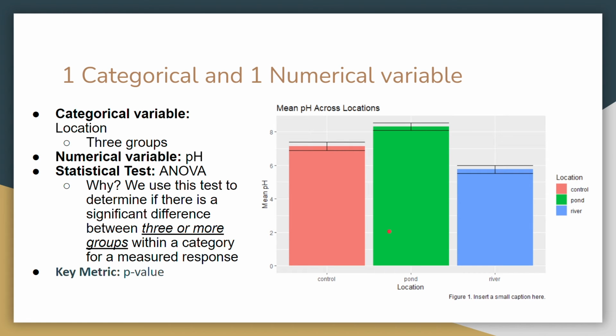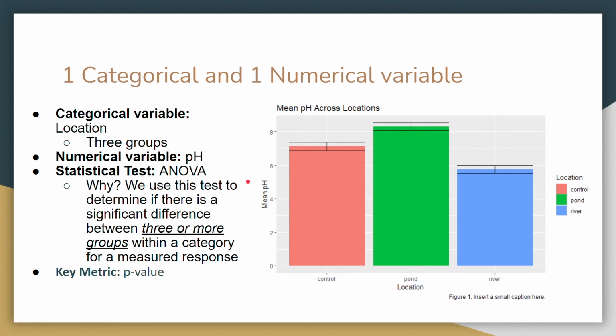And so moving on, we're going to do another example of one categorical and one numerical. But in this scenario, we have three locations. So instead of just analyzing the differences between control and a pond, we're also going to be analyzing the differences when the river is included. So we have three locations in this case. Now a t-test is only used when there's two groups, when you're comparing if there's a significant difference between two distinct groups in your category.